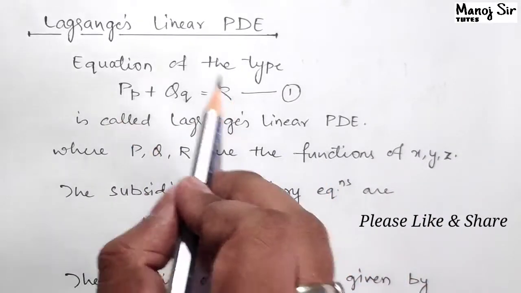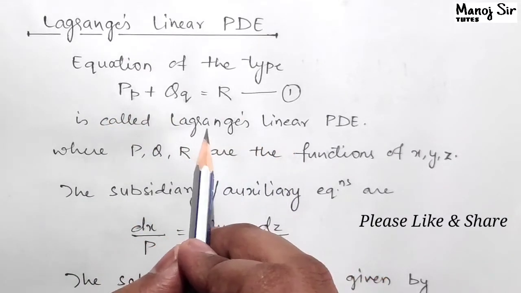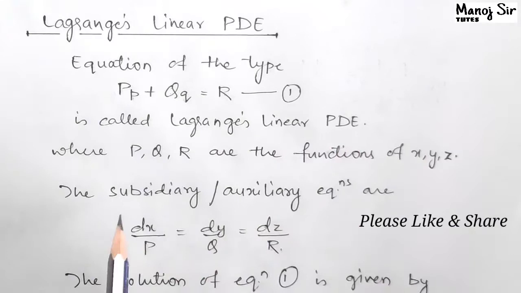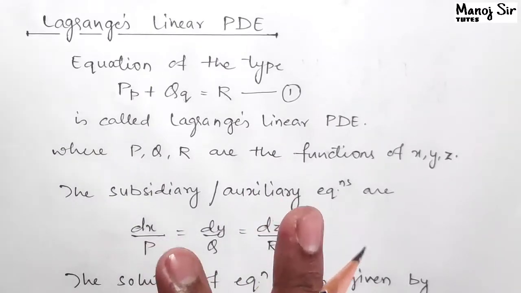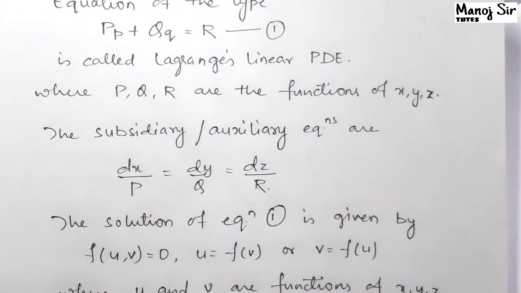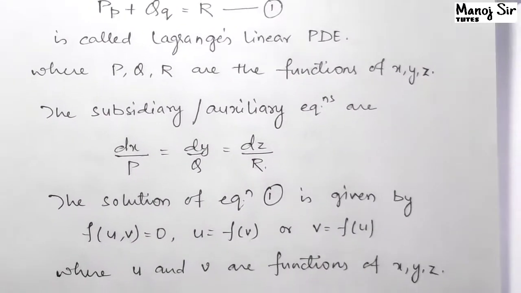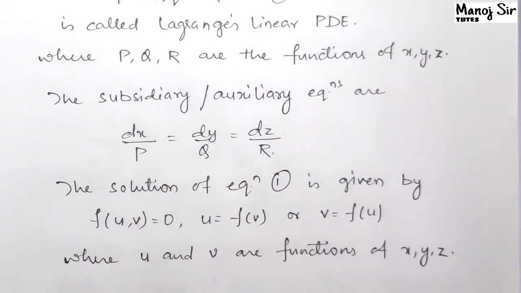After knowing that this equation is Lagrange's linear partial differential equation, we need to find the subsidiary, or you can say auxiliary equation, that is dx upon P equals dy upon Q equals dz upon R. On solving this we will get two things, that is u and v. Both u and v are functions of x, y and z.